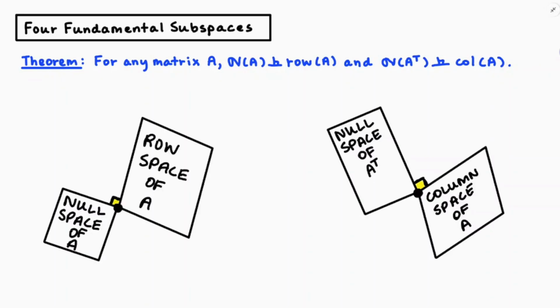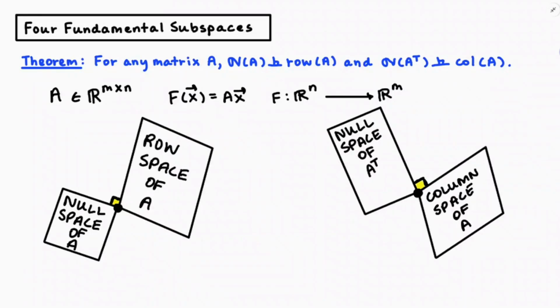You see these spaces, they're orthogonal. It's like, okay, well, that's not very helpful. But to give it some context, think about a matrix A, which is going to be an m by n matrix. And think about the associated linear transform, f of x equals A times x. f is going to map Rn back into Rm. We've learned about that in this class.